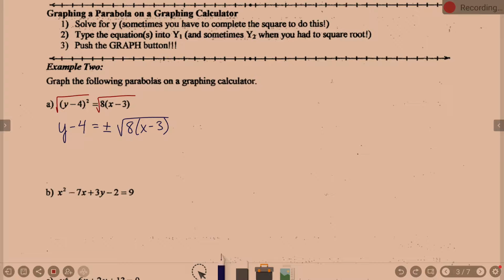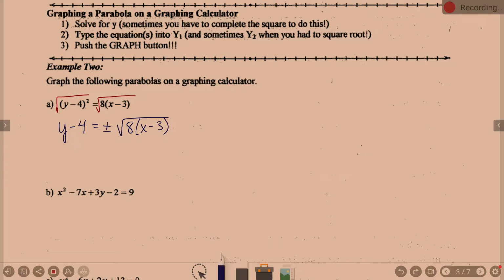In terms of what's under that square root, 8 times x minus 3, you could distribute, but it's not necessary, because we're going to be typing this into the calculator. Can you type in 8 times x minus 3? Yes, you can. In terms of simplifying, could you pull out a perfect square of 4 from the 8 and make this 2 square root of 2 times x minus 3? You could, but again, not necessary. You can plug it into the calculator the way it is.